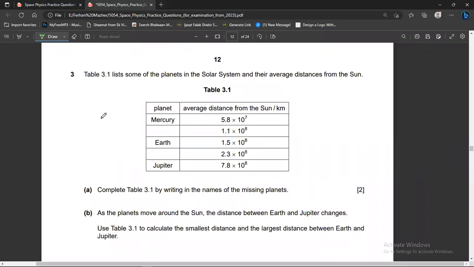It says the table 3.1 lists some of the planets in the solar system and their average distance from the sun. Complete the table 3.1 by writing in the names of the missing planets. Okay, so remember that sentence: my very educated mother just served us nachos.